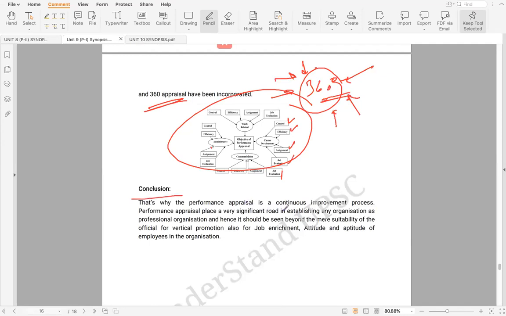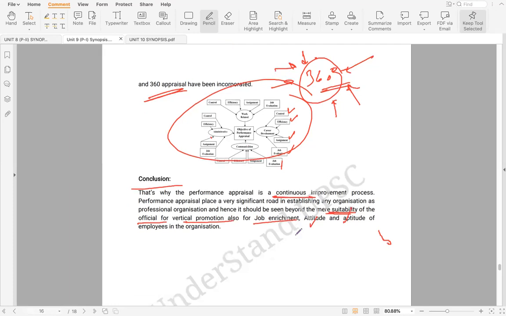Conclusion: that's why performance appraisal is a continuous improvement process. Performance appraisal plays a very significant role in establishing any organization as a professional organization, and hence it should be seen beyond the mere suitability of the officer for vertical promotion and also for job enrichment. Attitude as well as aptitude of employees in the organization is necessary to be assessed.